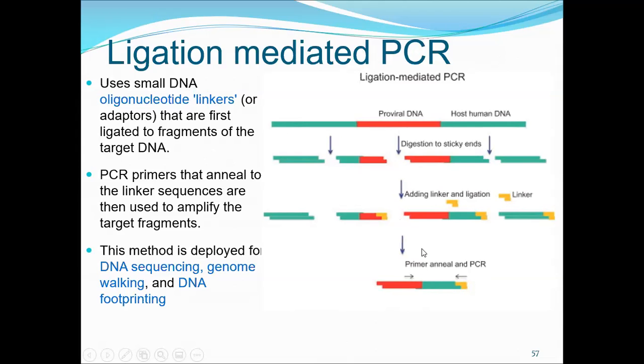So the example shown here is you have a viral DNA integrated into the host genome, and you want to know which part of the host genome it is integrated to. So you partially digest the whole DNA into the sticky ends. Then you add the linker and do the ligation, and then you design the primers, one towards the viral genome end and one towards the linker, so that you get to know where exactly in the human genome the viral DNA has integrated.